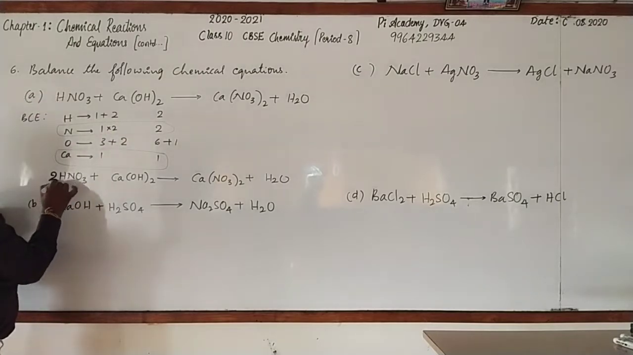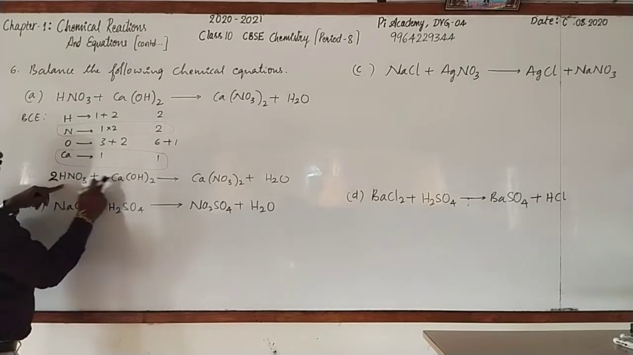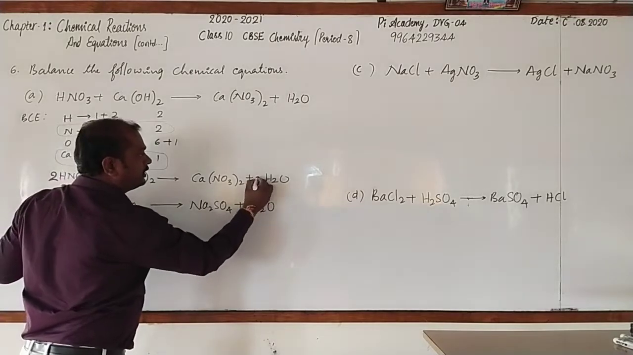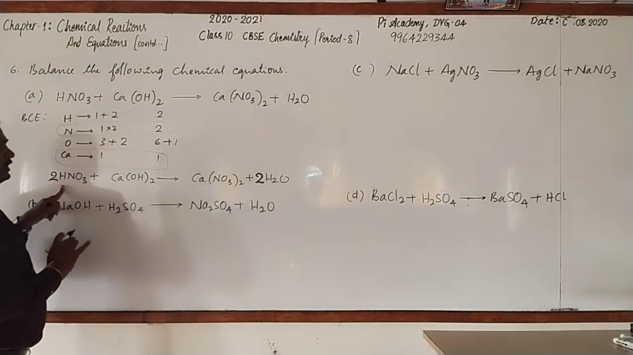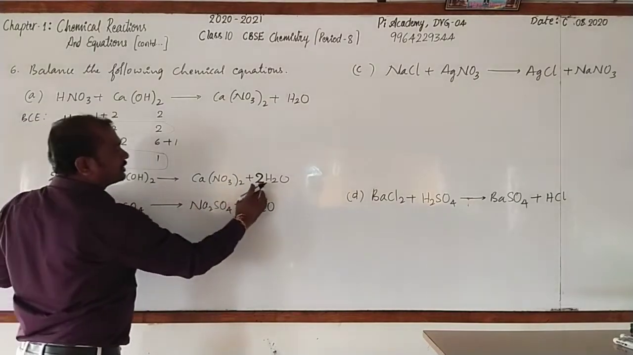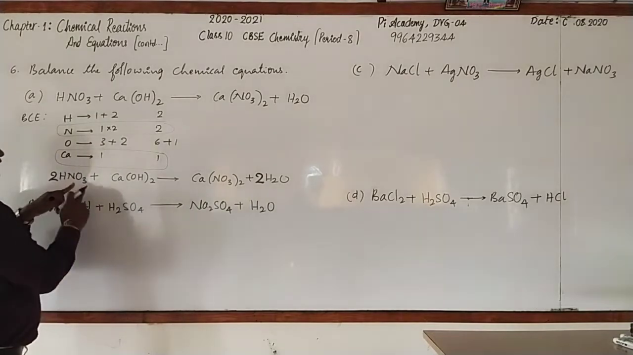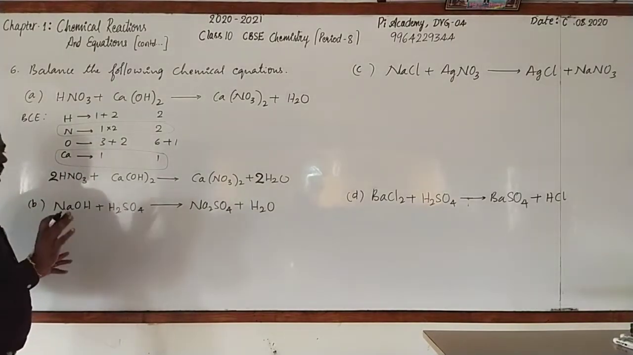Observe. Now you count. See, nitrogen atoms, it is balanced. Hydrogen, 2 ones are 2, plus 2, 4. But here, 2 are there. Hence I write 2. Clear? Hydrogen is balanced. Then oxygen, 2 threes are 6. 6 plus 2, 8. Here, 2 threes are 6. 6 plus 2, 8. Clear?